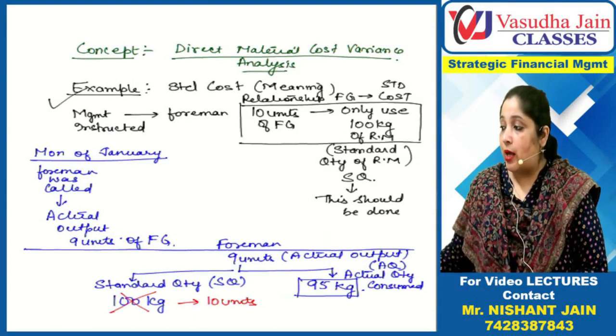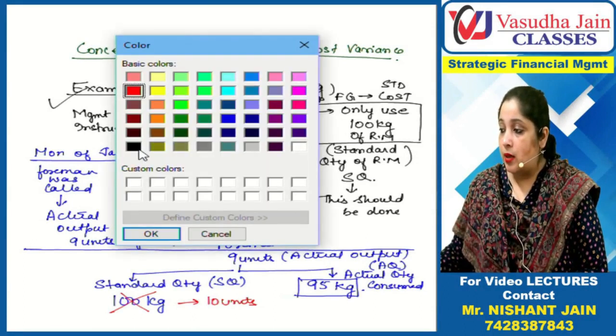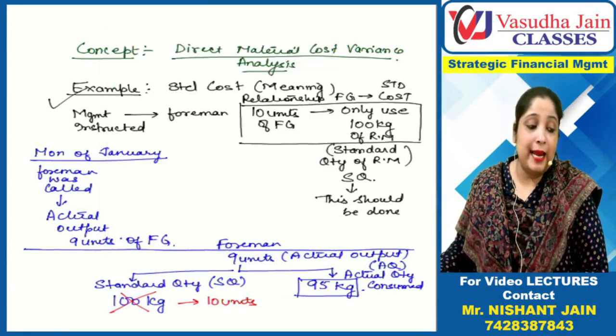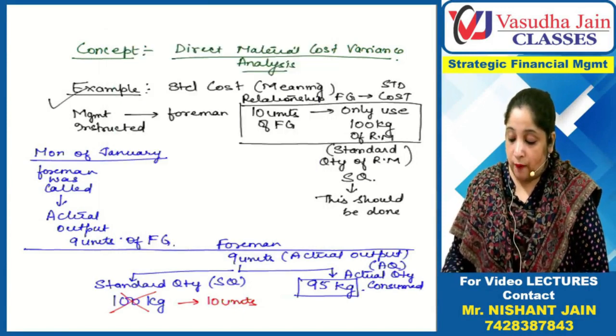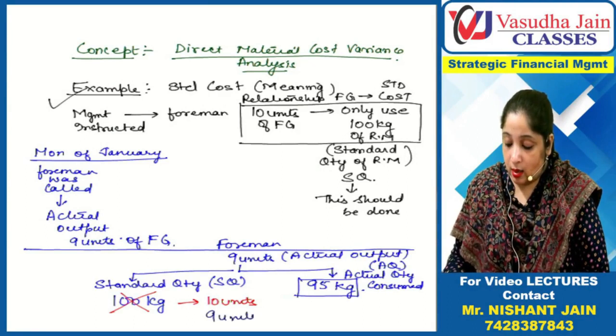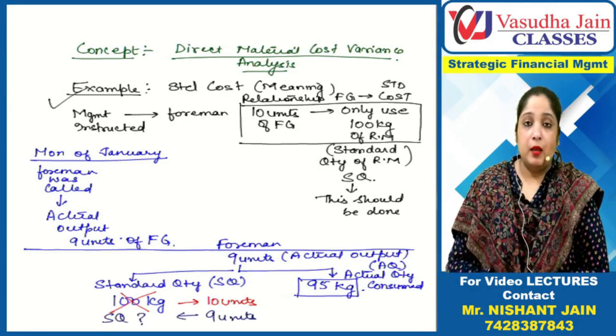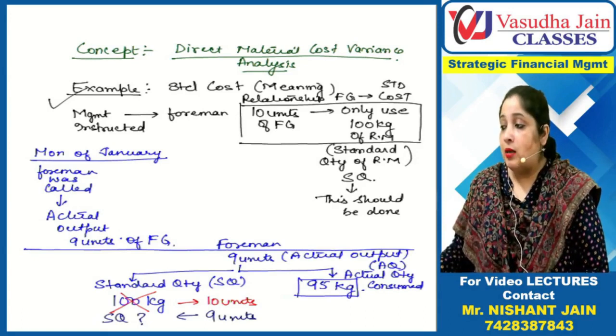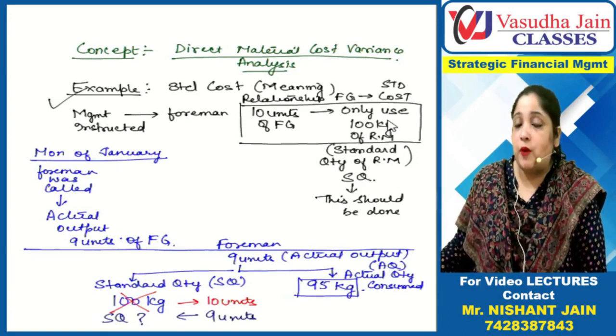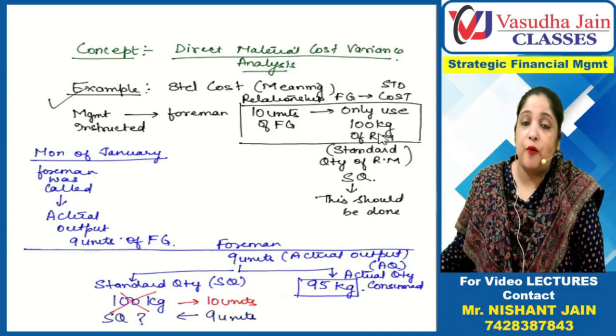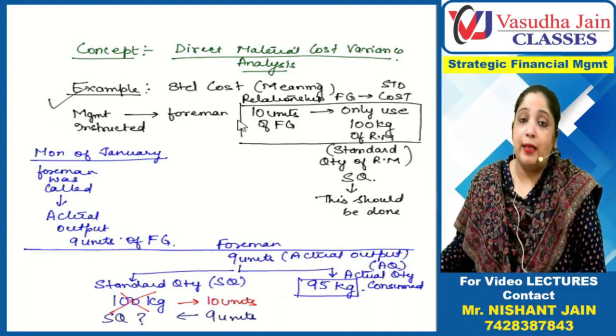Since actual production was only of how many kgs? 9 kgs, right? So for 9 units, the standard quantity is different. Ma'am, you just wrote that standard quantity is 100 kg. That is what we have to understand. 100 kg of raw material is to be used for 10 units.